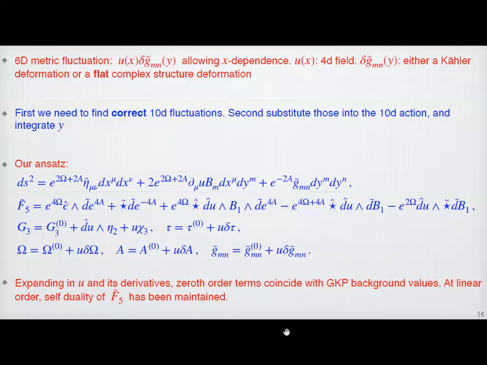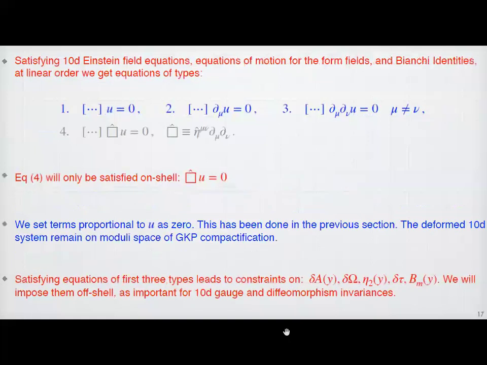If tilde phi is again, the self-duality has been maintained. And expanding U and its derivative, the zeroth order terms coincide with the GKP backgrounds. If you want, moreover, the x dependence, it is exactly the previous fluctuation I showed for when U was constant. Okay, so there are some new terms.